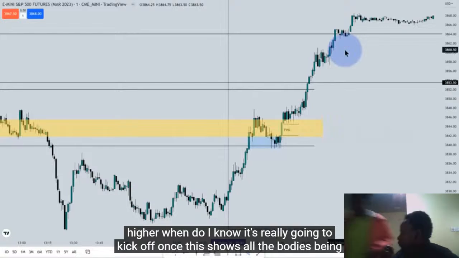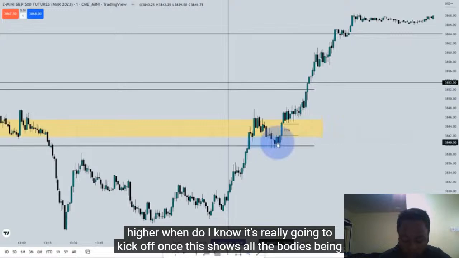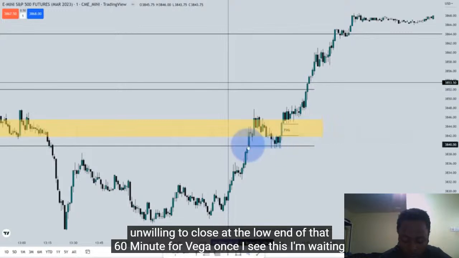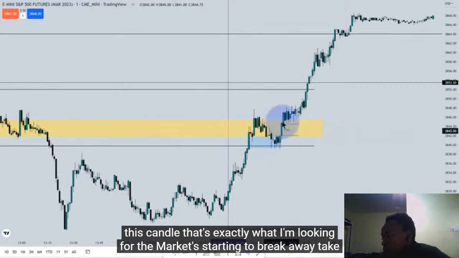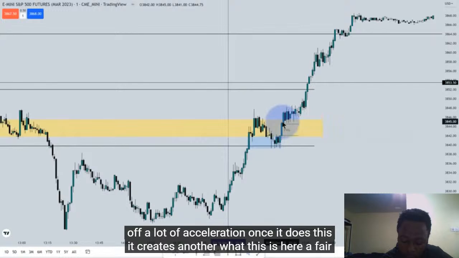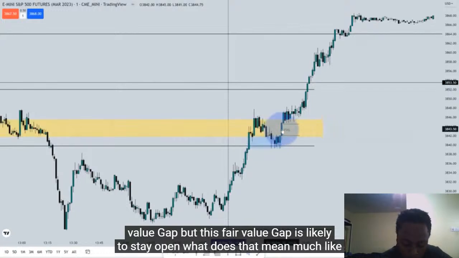When do I know it's really going to kick off? Once this shows all the bodies being unwilling to close at the low end of that 60-minute fair value gap. Once I see this, I'm waiting for the market to want to leave this area and start to move here. And then right there, this candle, that's exactly what I'm looking for. The market's starting to break away, take off. A lot of acceleration. Once it does this, it creates another fair value gap. But this fair value gap is likely to stay open.